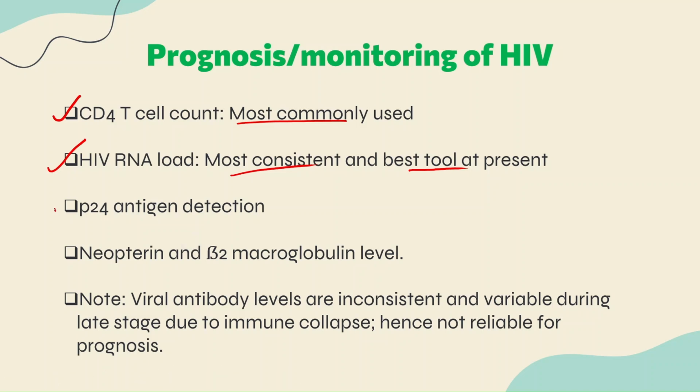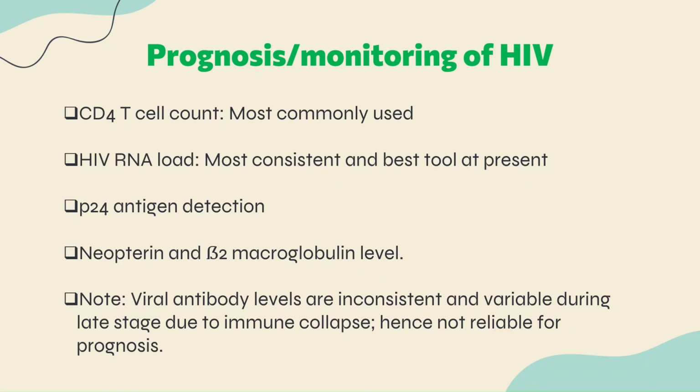Next, apart from these two, we can make use of the P24 antigen detection, or we can look for the presence of abnormal proteins, that is neopterin and the beta 2 microglobulin levels, and assess them. Now, what about viral antibodies, guys? Can we use the viral antibodies for prognosis or for monitoring of HIV? Answer is no. Why? Because of immune collapse during the late stages, the antibody levels are inconsistent and variable. It is because of this reason, guys, that viral antibody levels are not reliable for the purpose of prognosis as well as monitoring of HIV.